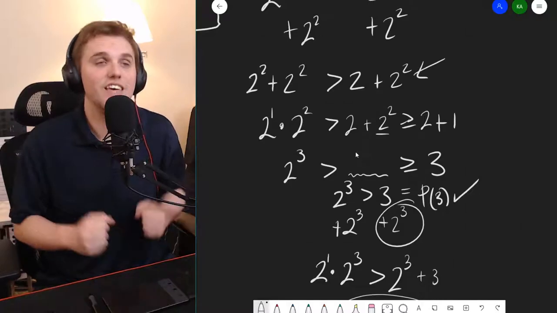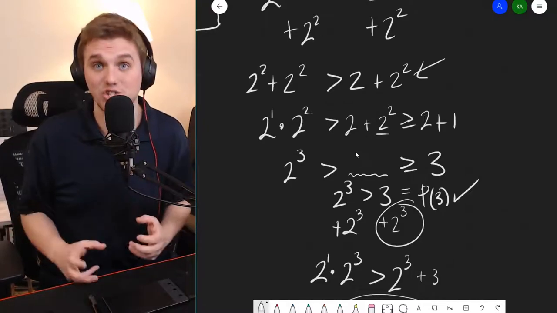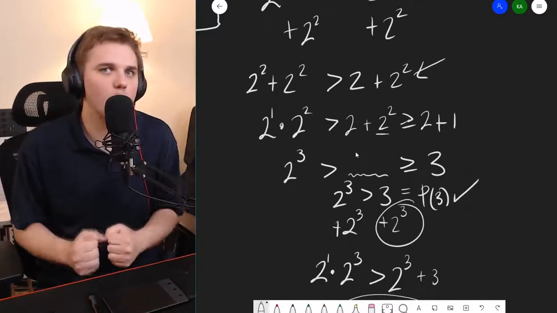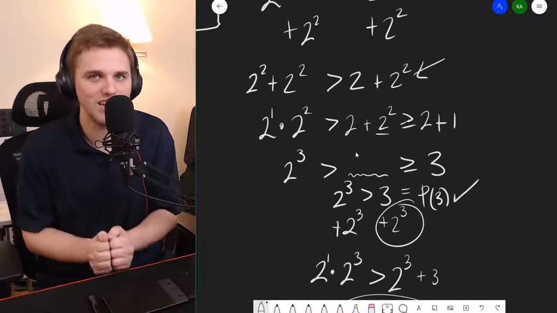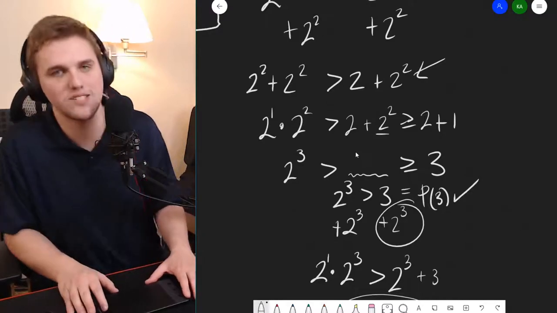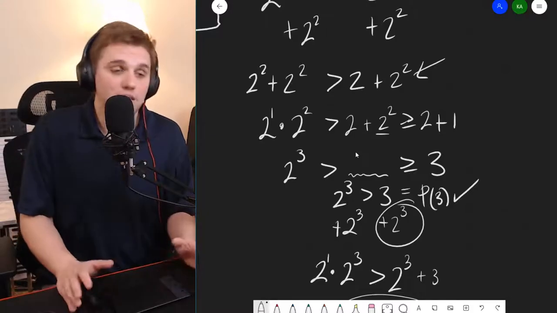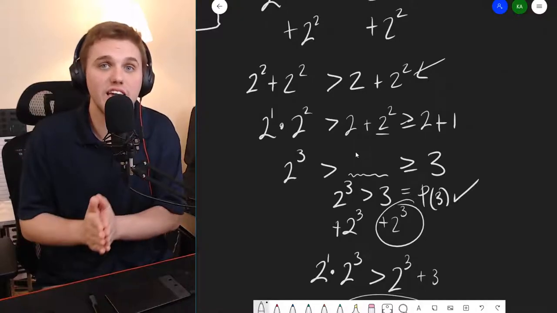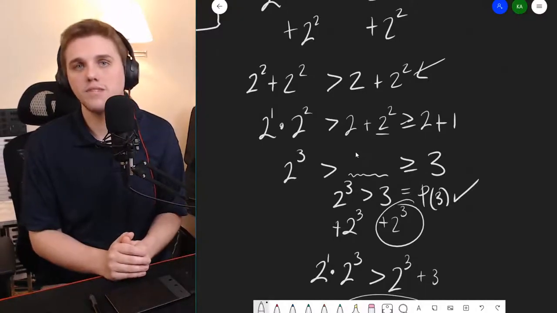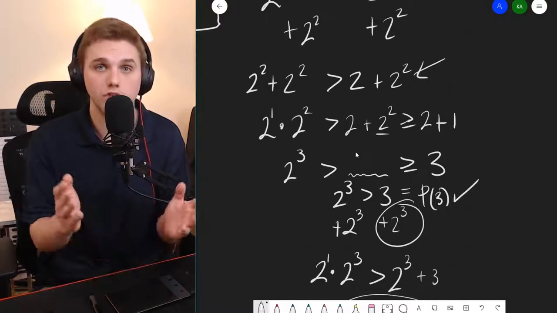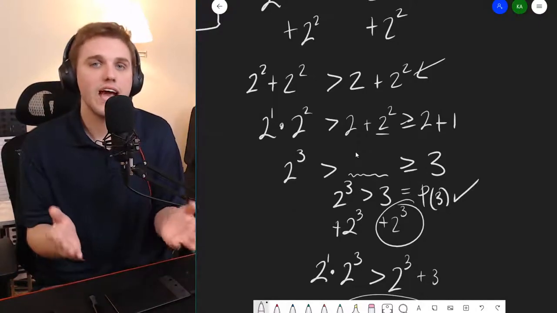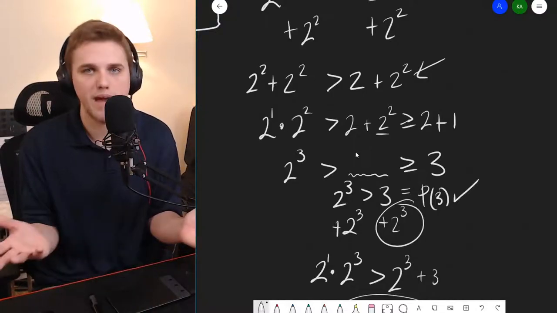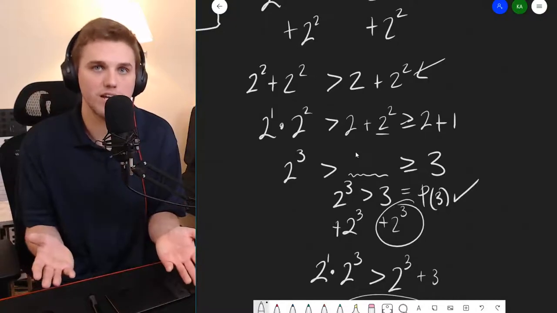I understand that's a lot to ask a student, right? That's a lot to ask. But this is like the one thing that is absolutely needed to solve many problems in mathematics. I mean, if you consider the axioms that mathematicians use, they use what's called the ZFC axioms, and the C corresponds to the axiom of choice. And the axiom of choice is logically equivalent to the well-ordering principle, which is logically equivalent to mathematical induction. You kind of need mathematical induction.